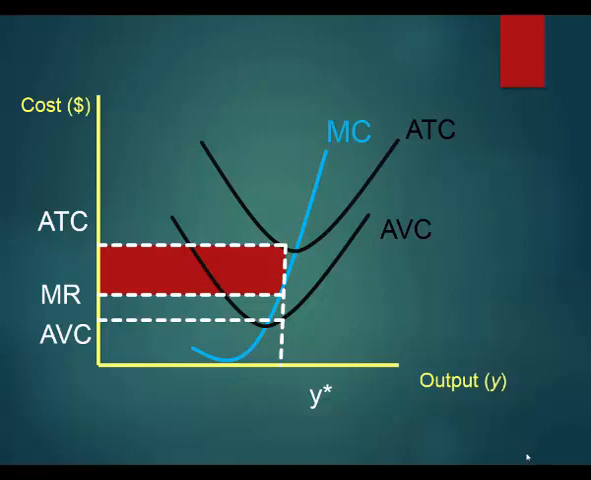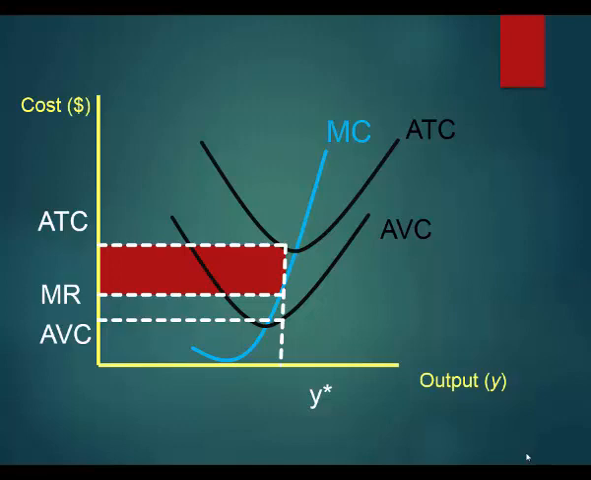So what I want you to notice first is the marginal revenue line. That marginal revenue line is below the average total cost. And when the marginal revenue is less than the average total cost, you're going to be losing money. So that red rectangle right there is our profit, and our profit is a negative number, which is why I put it in red. So when you're in the red, you're losing money.